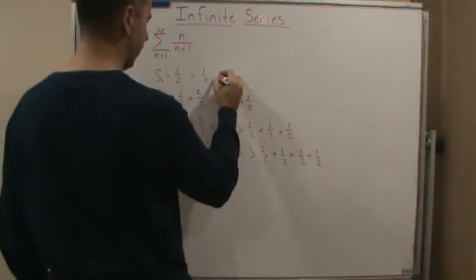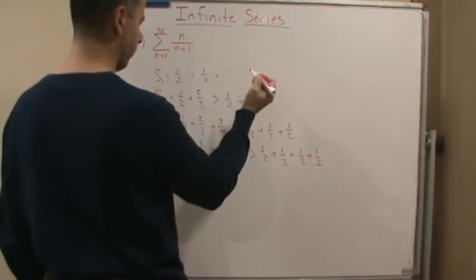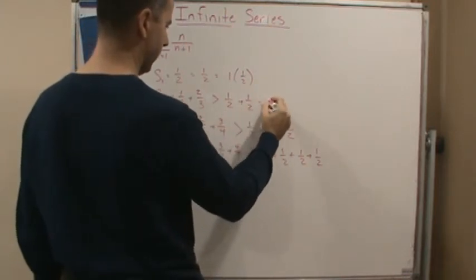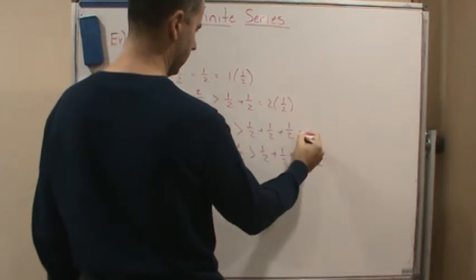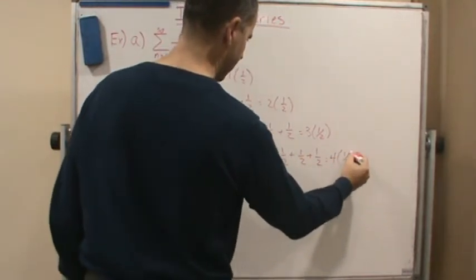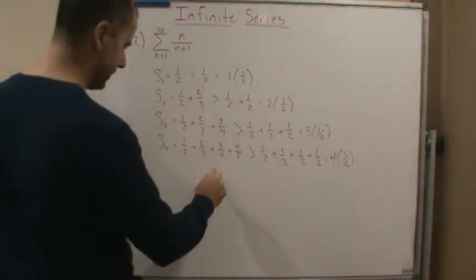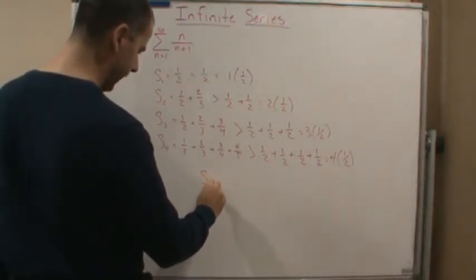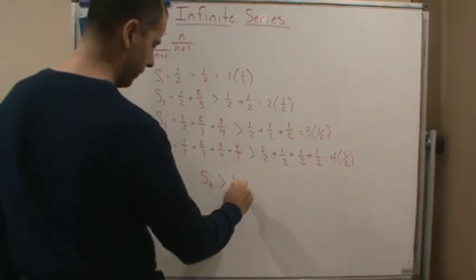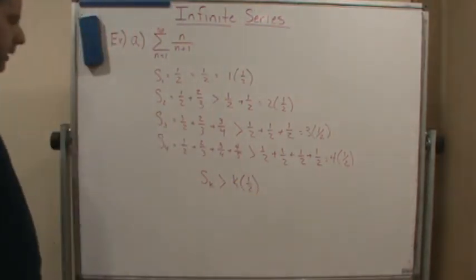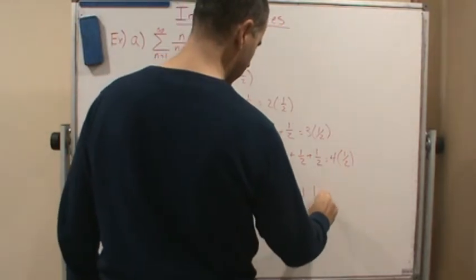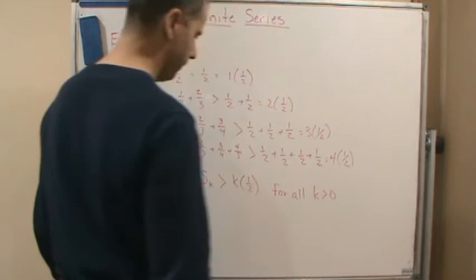So in other words, this is going to be equal to 1 times 1/2, and then this is going to be bigger than, well, this is going to equal what? 2 times 1/2, 3 times 1/2, 4 times 1/2. So based on this pattern, we see that S of k is going to be bigger than k times 1/2 for all positive k. For all k greater than 0.